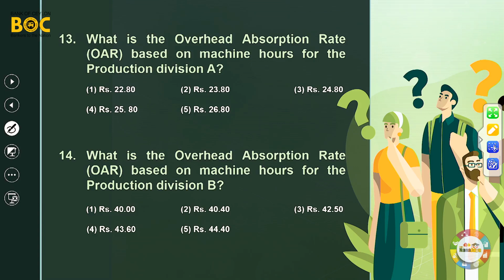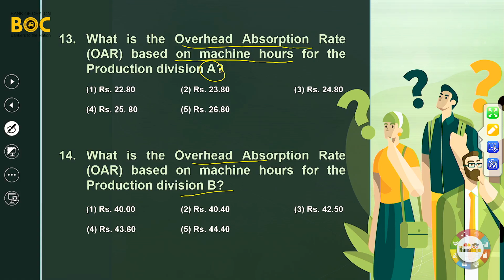So this is based on the same information. What is the total overhead absorption rate? What's the absorption rate based on machine hours for division A and for division B?